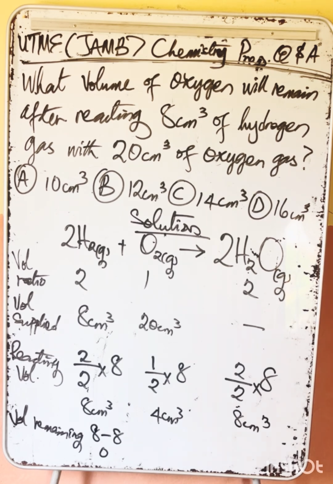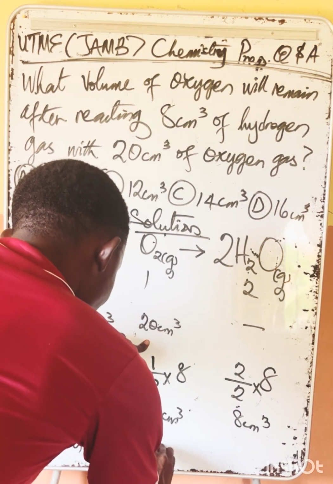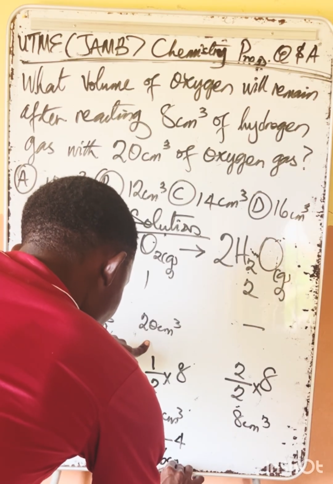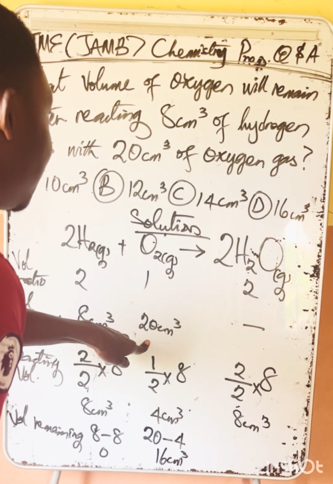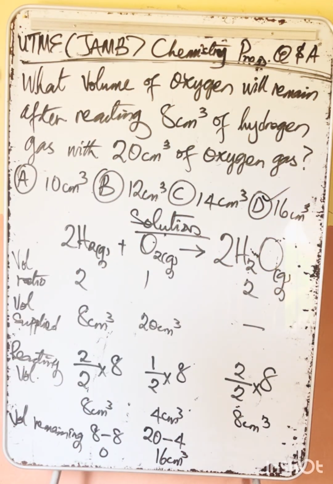Then for oxygen, the volume remaining will be the volume supplied, which is 20, minus the one that reacted, 4, leaving us with 16 cubic centimeters. So we've got our answer. From here, our answer is D. All right, but let me finish this.